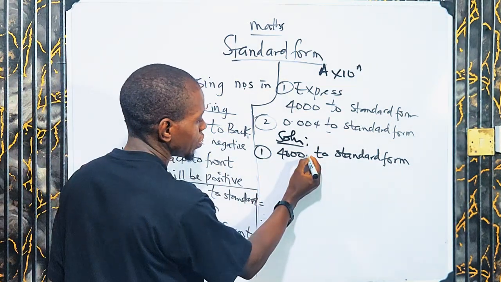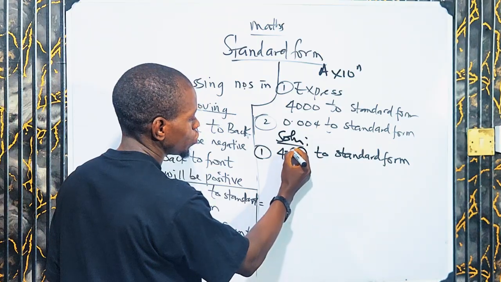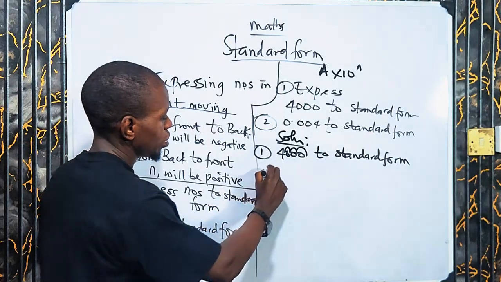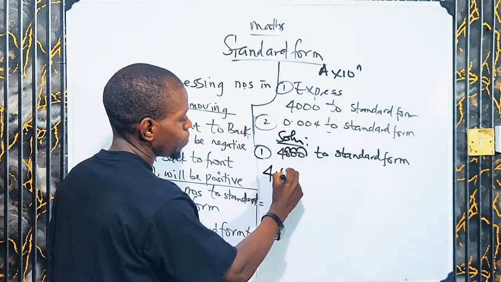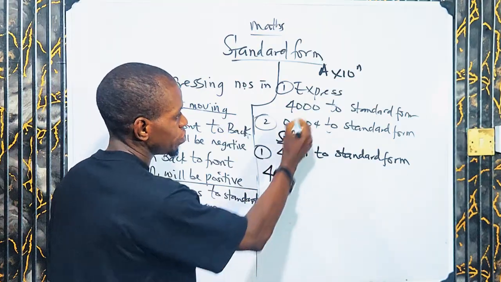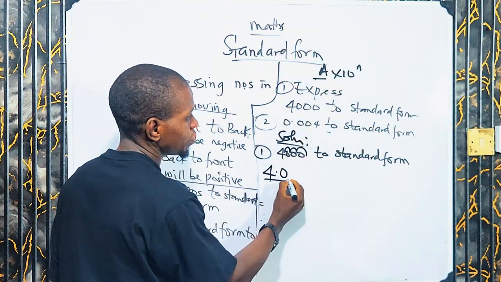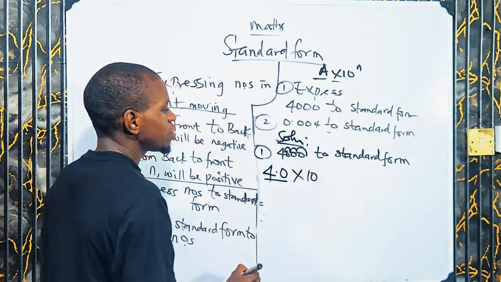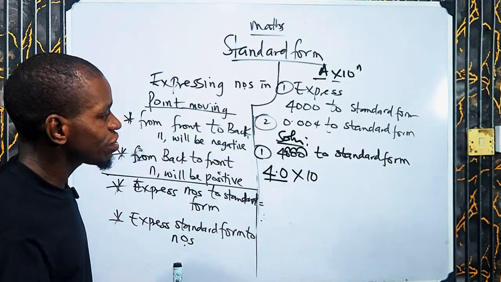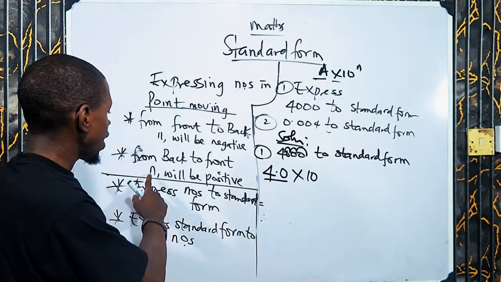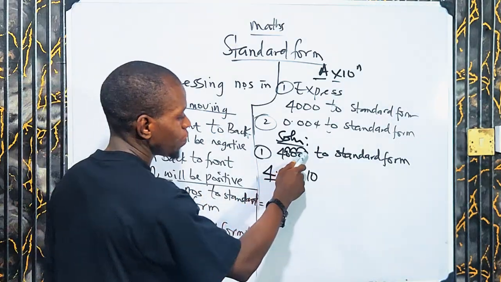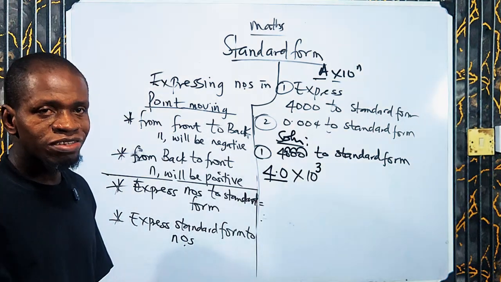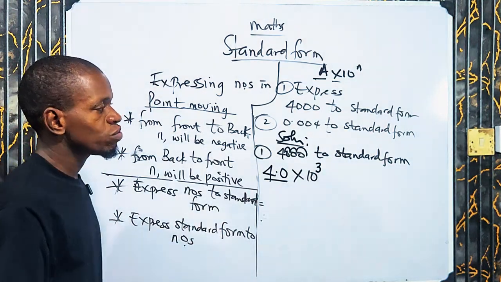Now this is my point here, and I start moving it: 1, 2, 3. I moved it how many times now? 3 times. So I'll write 4.0. This is my A already written, and I'll say times 10 raised to the power, what do we have here now? My n is going to be positive. Since I moved it 3 times, my n will be positive, 3. And that is going to be my final answer to this question. So this is how to solve this question.